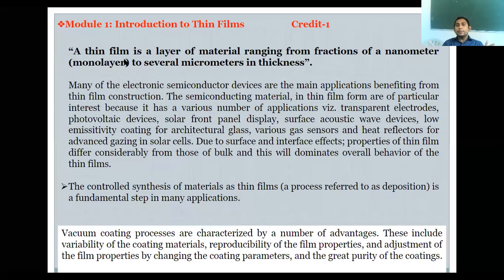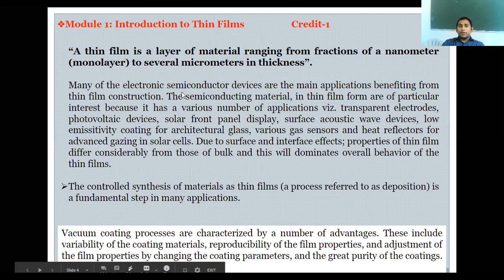Okay, so why is thin film important? Why is thin film very important in the area of nanomaterials, nanotechnology, research or material science? Because there are several types of applications and advantages produced by using thin film, such as electronic semiconductor devices, which are the main application benefiting from thin film construction. Construction means if we prepare a thin film using some techniques, we can use that film in semiconductor devices. So the first sentence indicates that semiconducting materials in thin film form are of particular interest because they have a various number of applications.